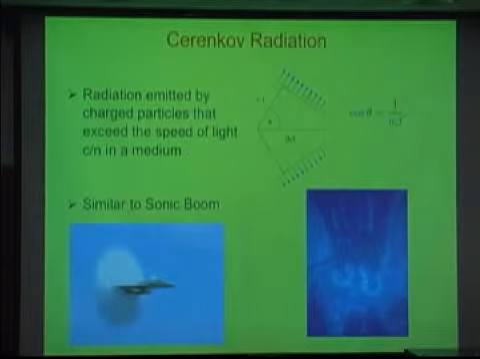Since many of the gamma ray observatories, in particular VERITAS, use Cerenkov radiation to actually observe these air showers produced by the gammas, I had to mention what Cerenkov radiation is. It's radiation that's emitted by charged particles that exceed the speed of light in a medium. The speed of light is 3 times 10 to the 8 meters per second divided by the index of refraction. Charged particles can exceed that speed. And when they do, like a sonic boom, they produce not sound, but light. This is Cherenkov radiation from a nuclear reactor.